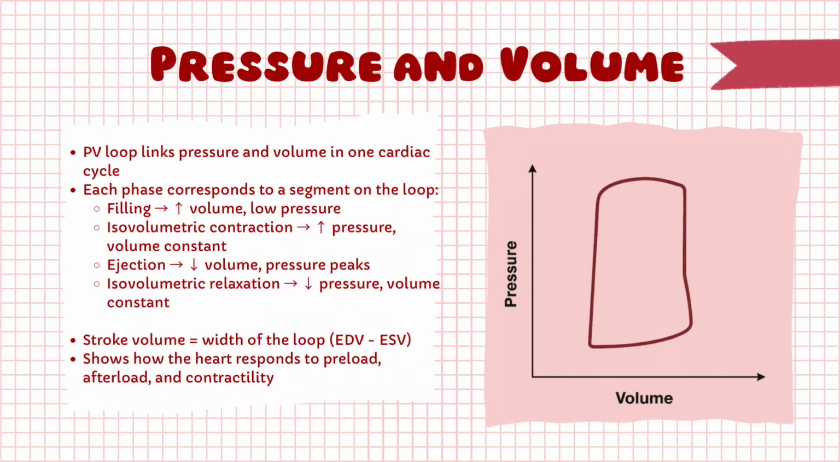These phases also match what we see on the pressure-volume loop. During filling, volume increases while pressure stays low. Isovolumetric contraction increases pressure with no change in volume. Ejection decreases volume while pressure peaks and falls. Isovolumetric relaxation reduces pressure at a constant volume. The loop shows us how the heart changes pressure and volume during one full beat. We will be covering pressure-volume loops in further detail in the next episode.